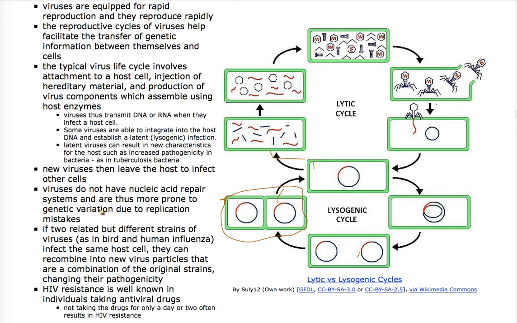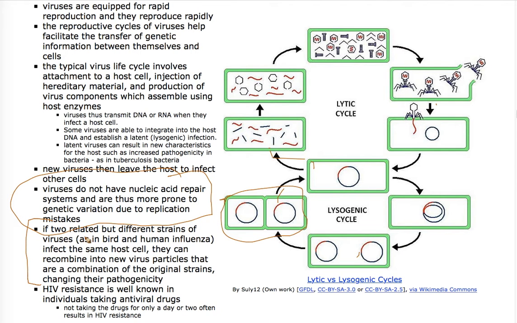So basically, viruses do not have nucleic acid repair systems, which means that they're more prone to genetic mistakes, either by just random radiation or chemical insult or accidental replication issues in host cells. They have no way of fixing those mistakes because they're at the mercy of the host cells. As a result, the viruses are already prone to more rapid evolutionary change than living cells.